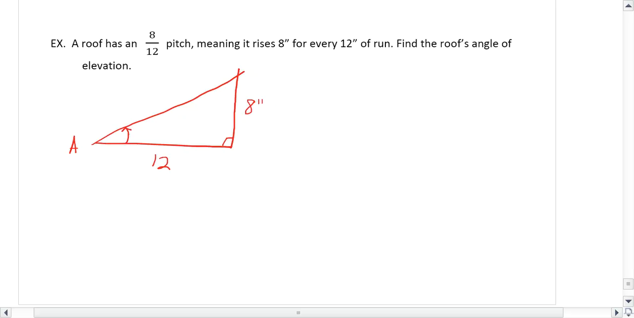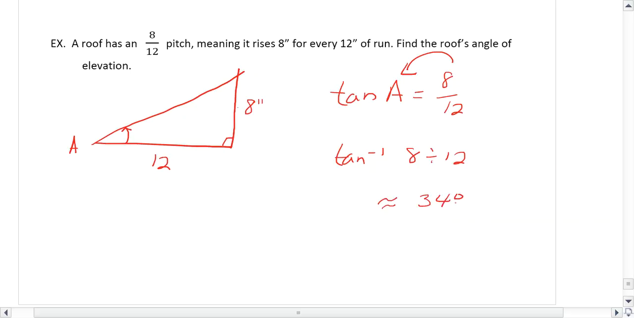And to find angle A, we look at the sides that we're given to work with. We have opposite and adjacent, so we know we have to use the tangent function. So the tangent of A is 8/12. Use the backwards key on your calc. We're going backwards to find the degrees. So you hit inverse tangent, 8 divided by 12. And if I did this right, and I'm going to round off to the nearest degree, angle A is approximately 34 degrees.